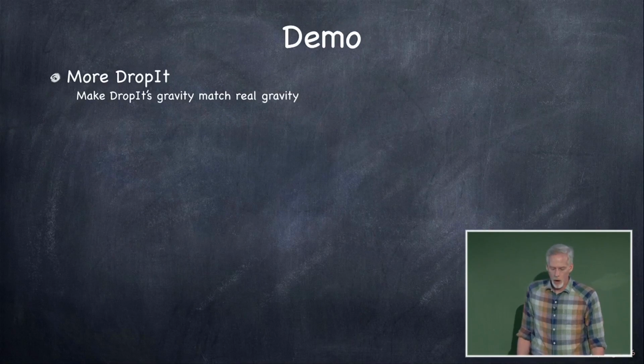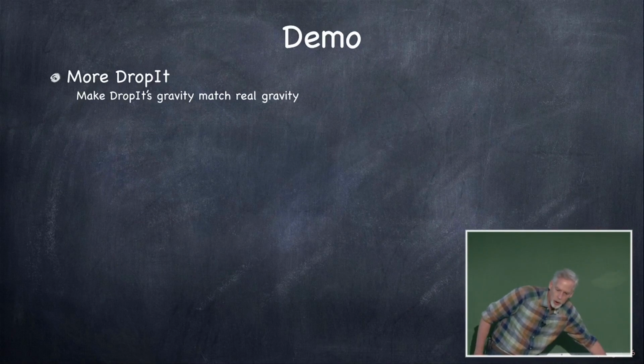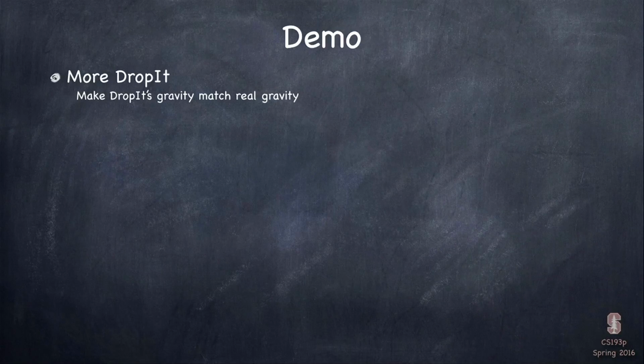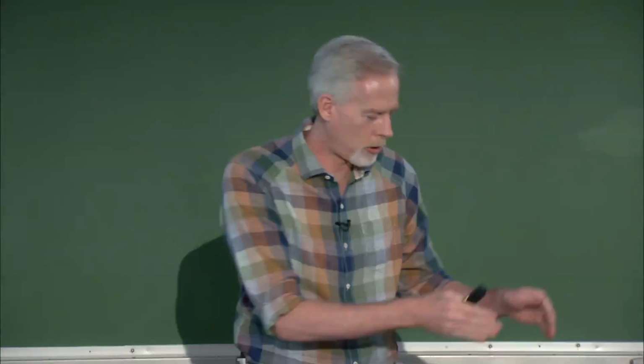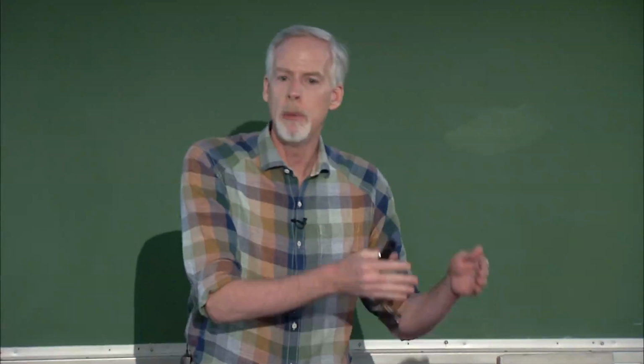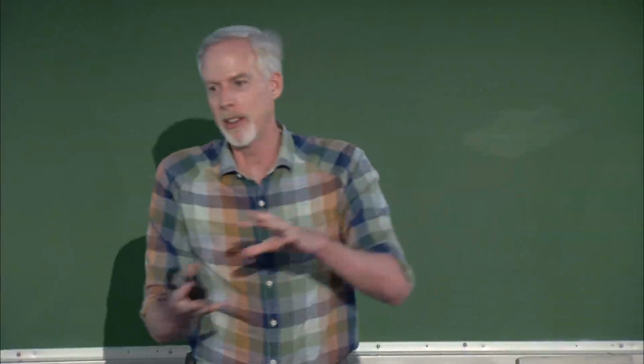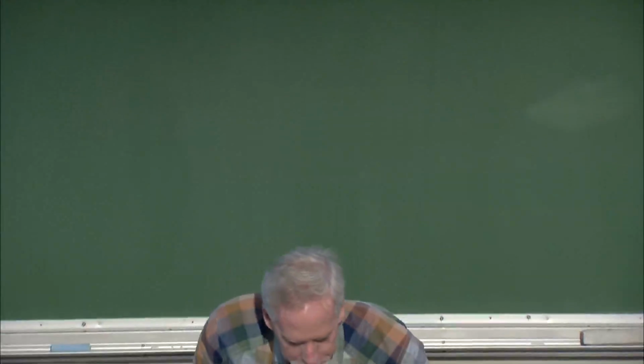All right, so let's take a look at this. Let's take Drop It, and let's make the gravity in Drop It be real gravity. Right now the gravity just goes down towards the home button, but let's make it actual gravity. So as I move my device around, those blocks are going to start swinging towards real gravity.